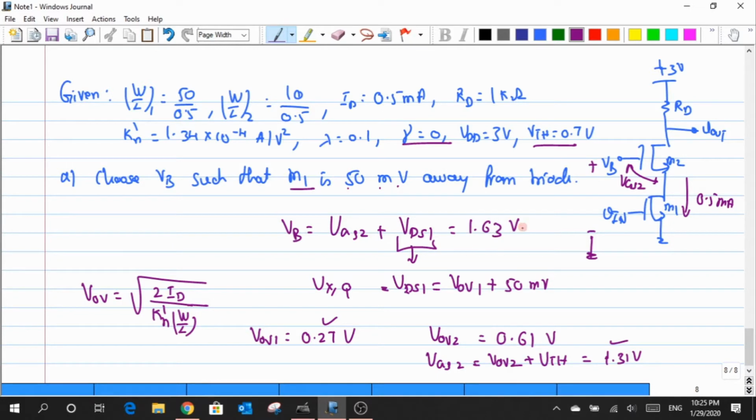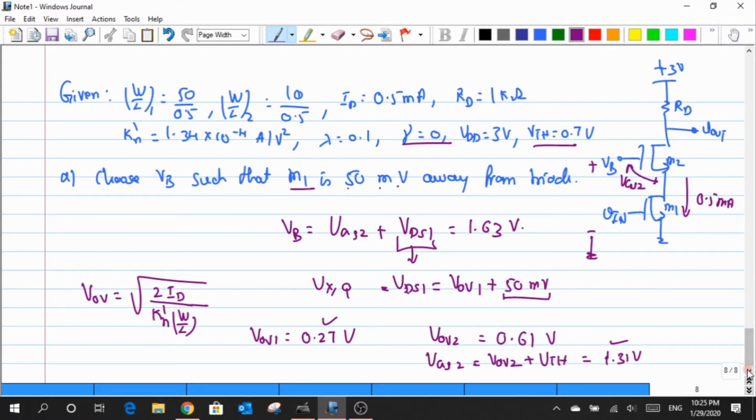Hope I have not made any mistake. Yeah, because I still have to include this 50 millivolt. I have computed VGS2 and VOV2, but along with this I also have to add this 50 millivolt to it.